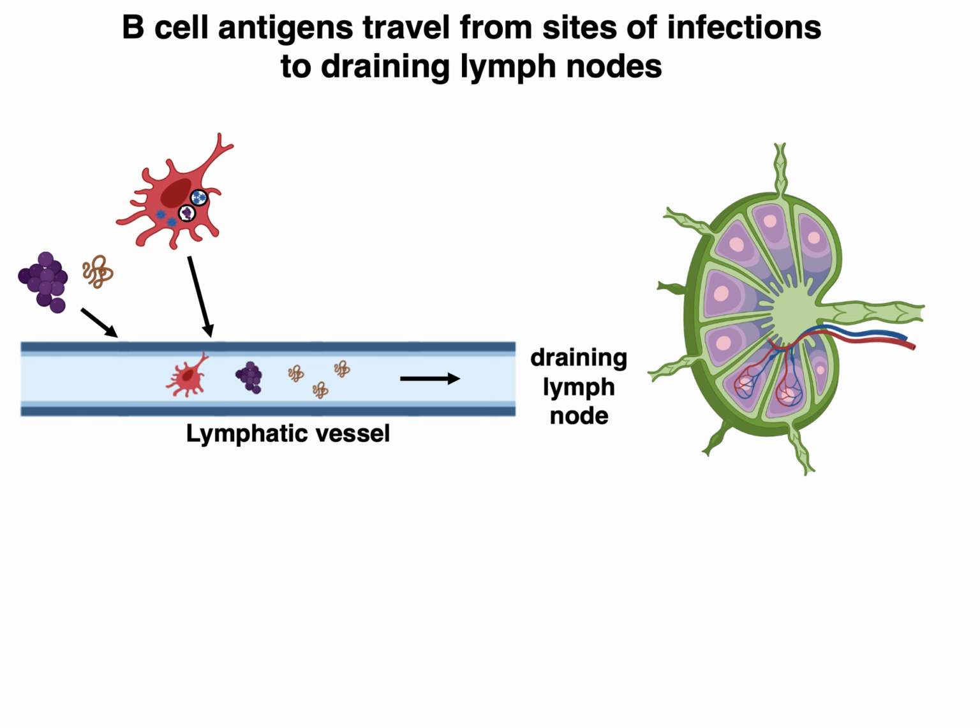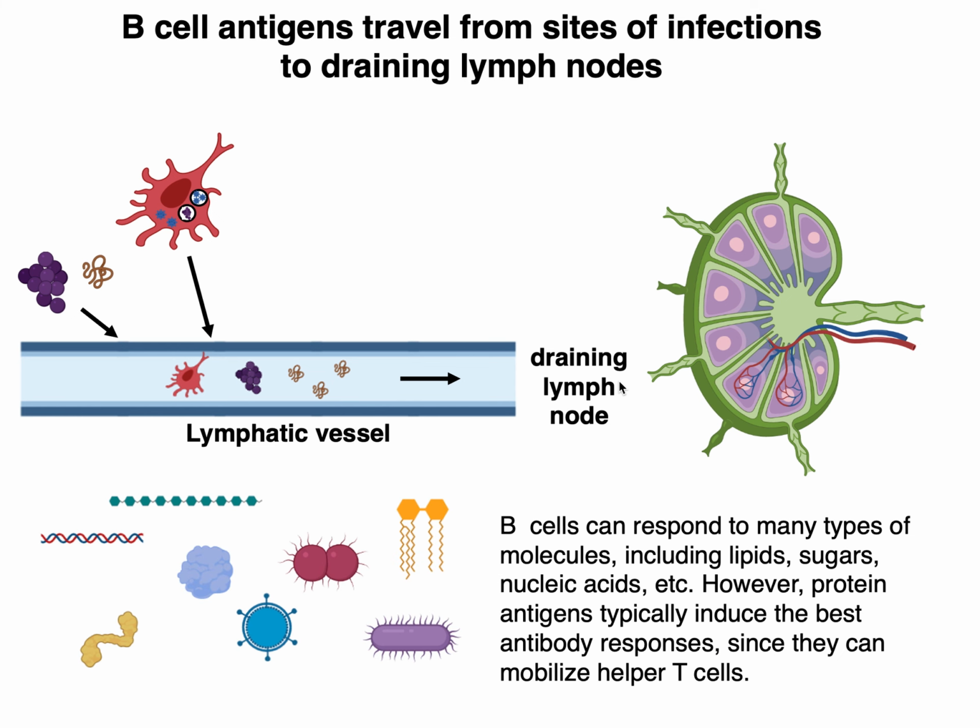Now, that's all I'm going to say about T cell activation and T cell effector functions. Again, T cells will develop specific effector functions that are targeted towards specific types of pathogens. B cells are activated in slightly different ways. They don't require dendritic cells to get activated, but rather B cells are activated by these free-floating antigens that are traveling down lymphatic vessels into the draining lymph node.